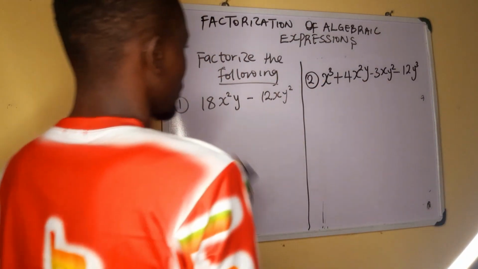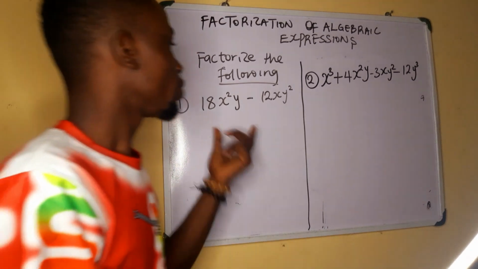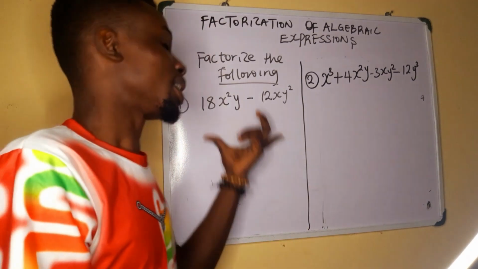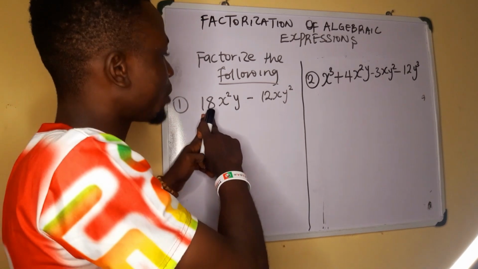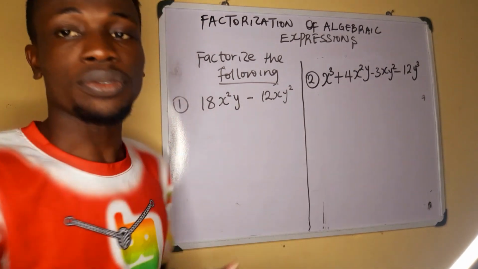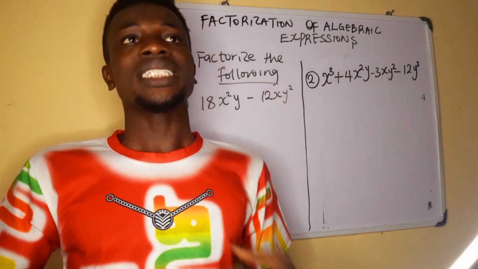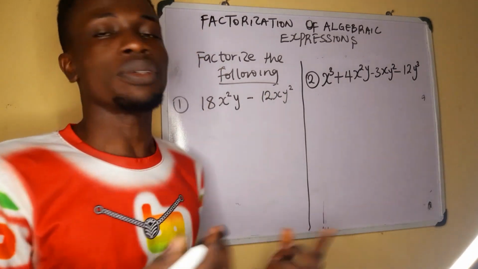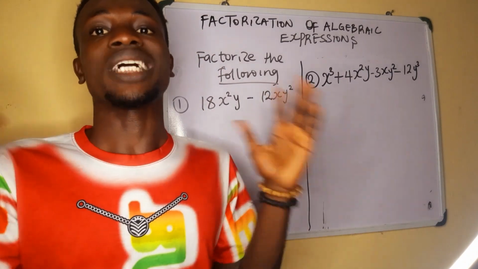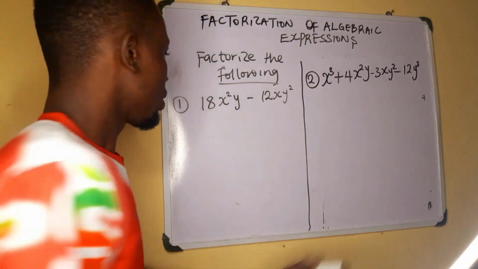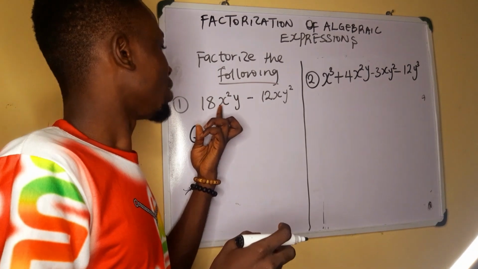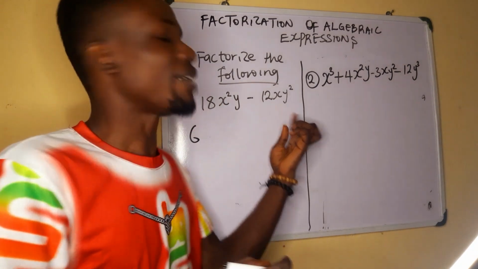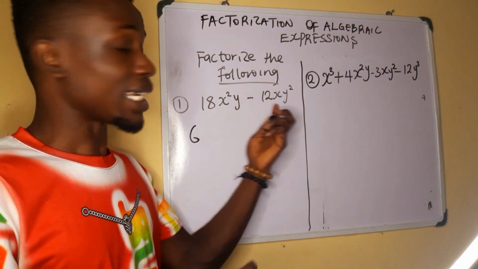Now look at this question. We are asked to factorize this. So to factorize it, simply put, I have to put it inside bracket. So how do I do this? First, I'm going to look at the numbers that are here, 18 and 12. What is the highest factor of 18 and 12? The highest number that can divide 18 and 12 without remainder, and that is 6. So 6 is here. What variable does this expression have in common? Both of them have x in common.